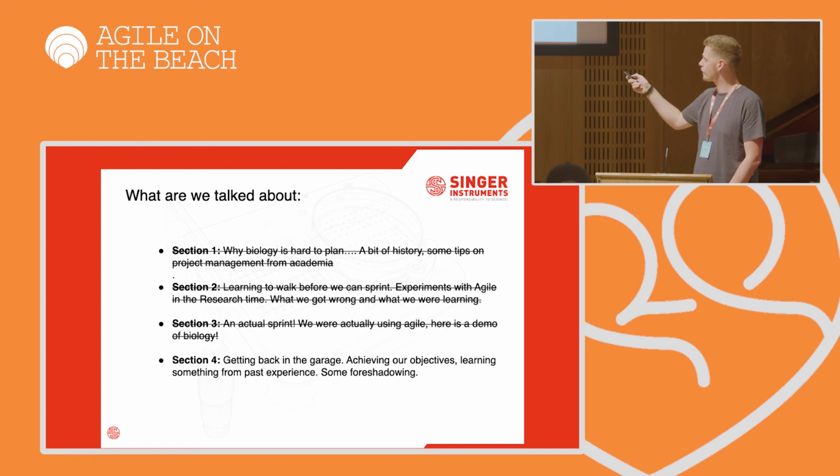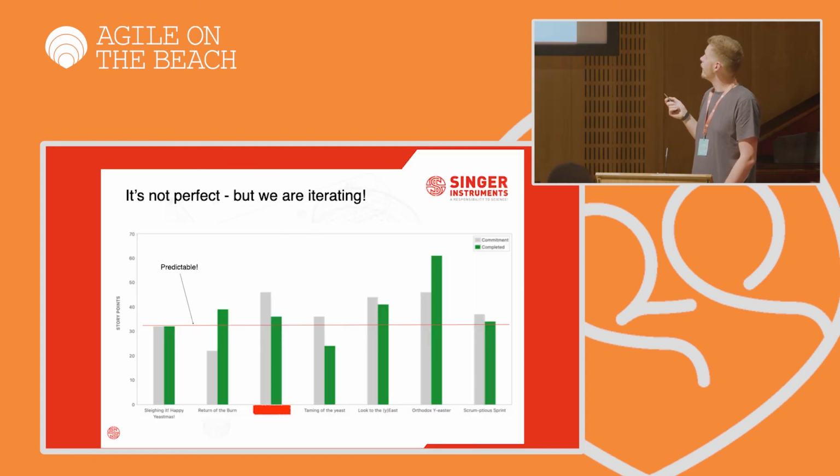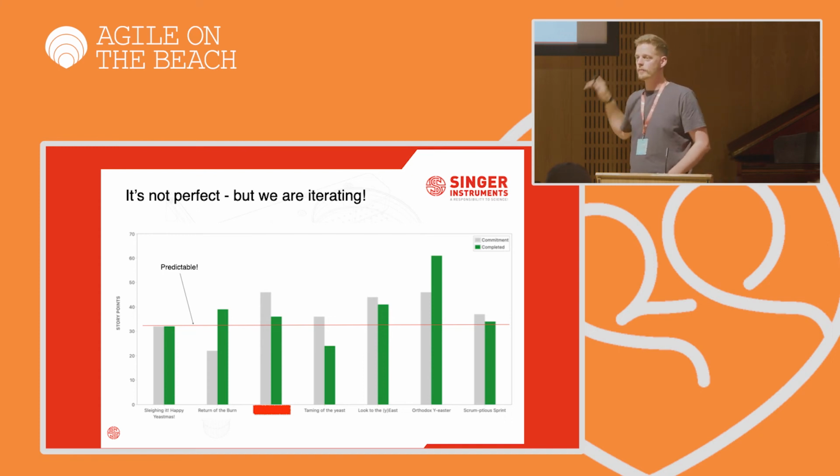There's a very short section as I come to the end, which is getting back in the garage, achieving our objectives, learning something from the past, and some foreshadowing as well. So we had a velocity chart. It was a thing that existed, which meant that we could sort of start predicting how long these experiments were going to go for. And as long as we were doing our ethic planning, we could predict into the future of when we'd get that next paper out, or when we'd be able to develop a new feature.